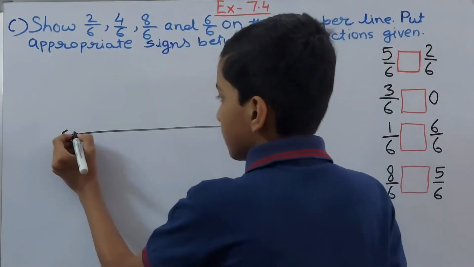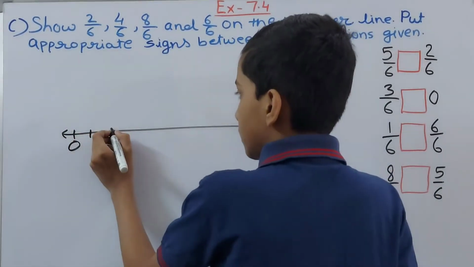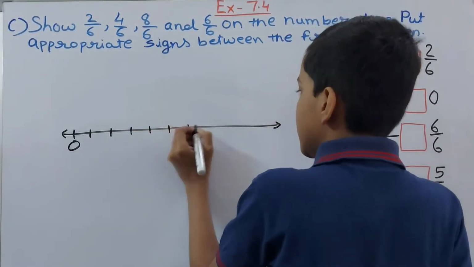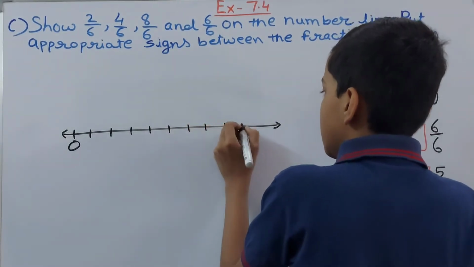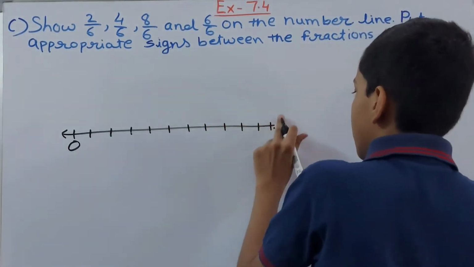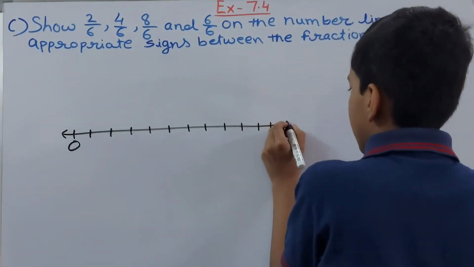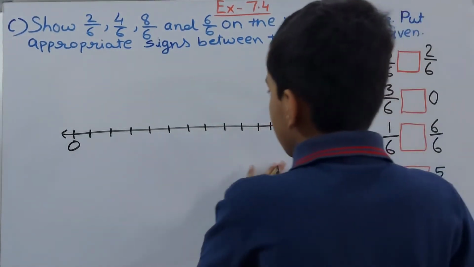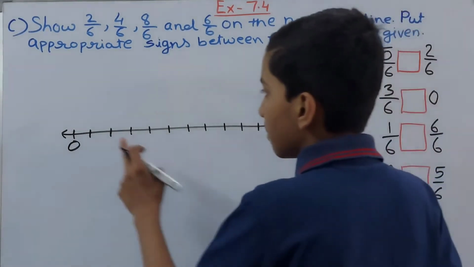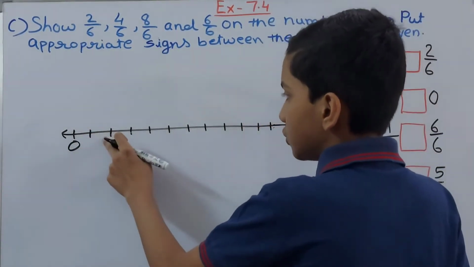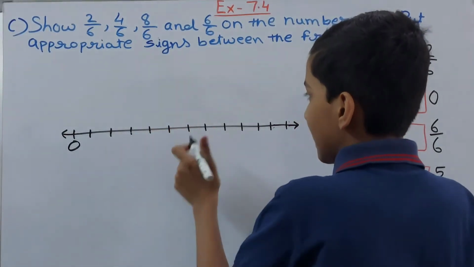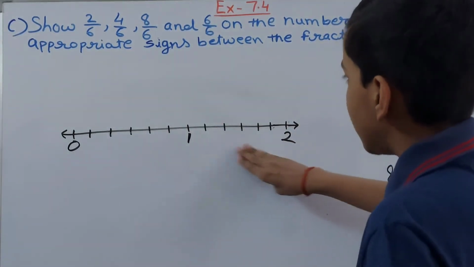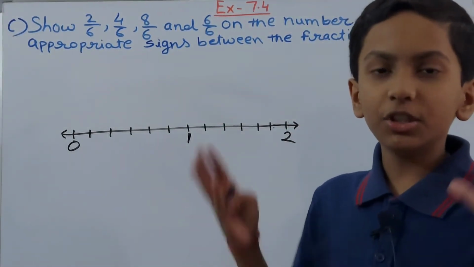So here we have 0, then 1, 2, 3, 4, 5, 6, 7, 8, 9, 10, 11 and then 12. Okay, now as you can see over here, we have divided this into 2. So in the first whole number, as you can see, we have 1, 2, 3, 4, 5 and 6. So here we have 1 whole and in the last we will have 2. So as you can see, each one is divided into 6 parts.